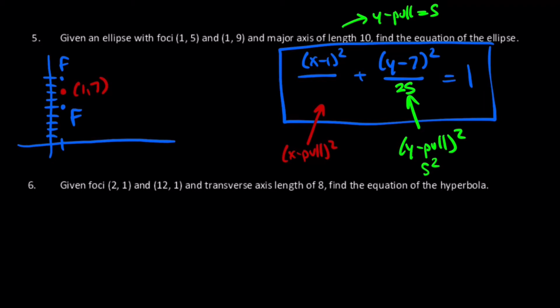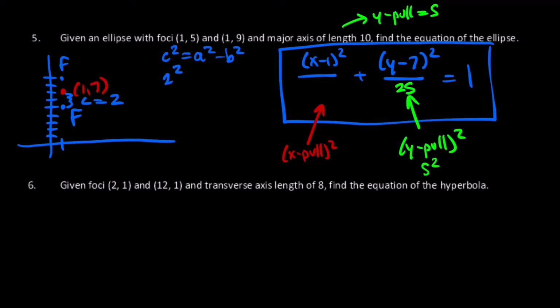Now, how do I get the x pole? They don't give me any other information other than the foci. Well, remember, when I give you the foci, it's kind of small here, but you know the value of c. In this case, c is going to equal 2. I need to know my c squared equation for an ellipse. It's c squared equals a squared minus b squared.